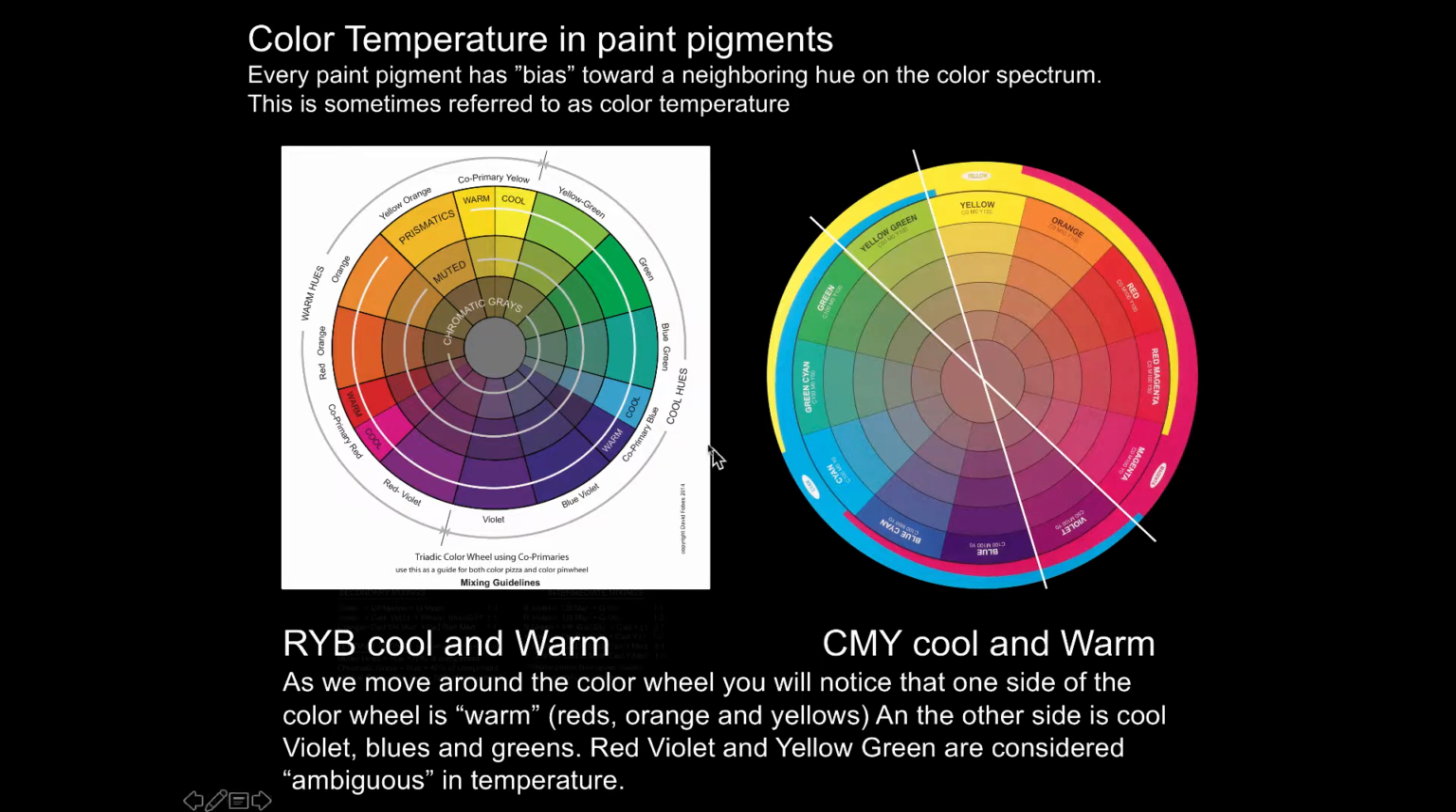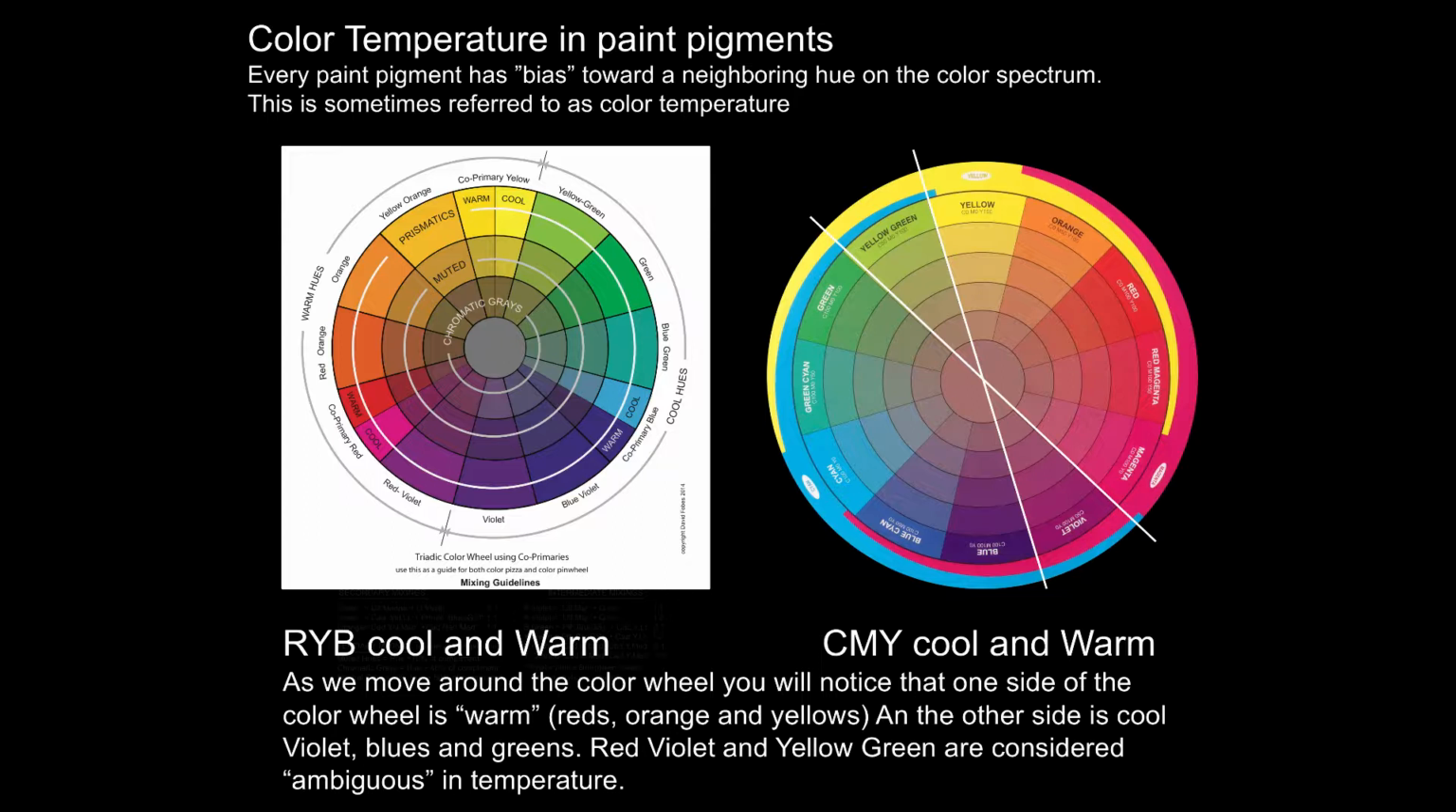So if you look at yellow green, it's biased. It's really a green biased towards yellow. If we look at blue green, it's a blue biased towards a green, which makes it a cool blue. The other thing to look at is that generally we consider that colors that move from yellow to red are warm, and colors that move from green to blue violet are cool.